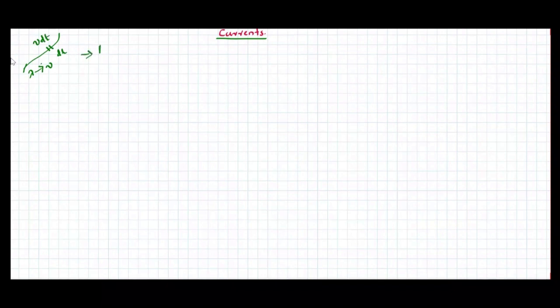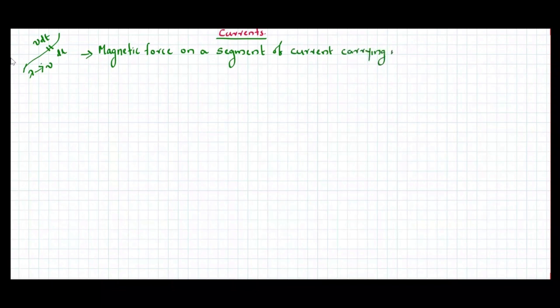Now, when a line charge lambda moves with a velocity v in a magnetic field, what is the magnetic force on that segment of wire that carries a line charge lambda which moves with the velocity v?